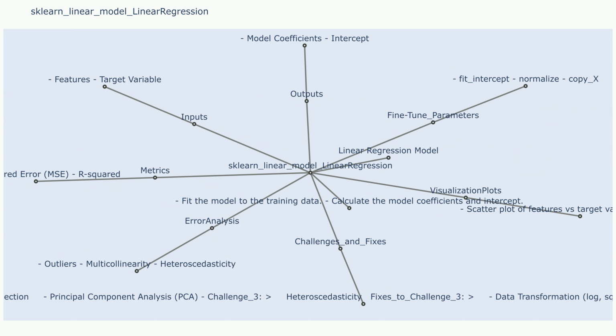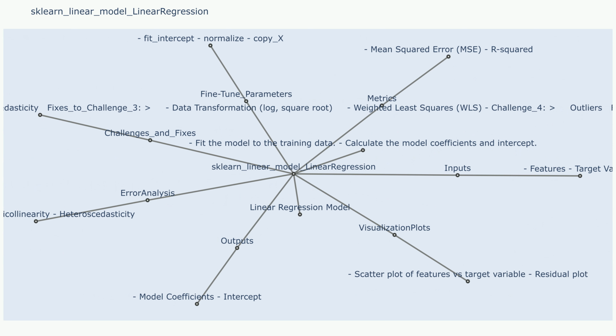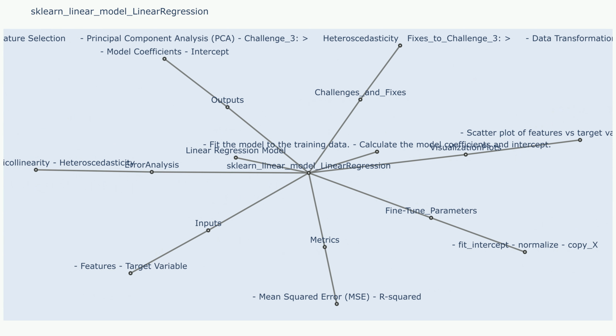Fine-tune parameters. Fit intercept, Boolean, indicating whether to calculate the intercept, true, or assume it is 0, false. Default is true. Normalize, Boolean, indicating whether to normalize the features, true, or not, false. Default is false. Copy X, Boolean, indicating whether to copy the input data, true, or modify it in place, false. Default is true. N jobs, integer, specifying the number of jobs to run in parallel for faster computation. Default is none, meaning it uses all available cores.